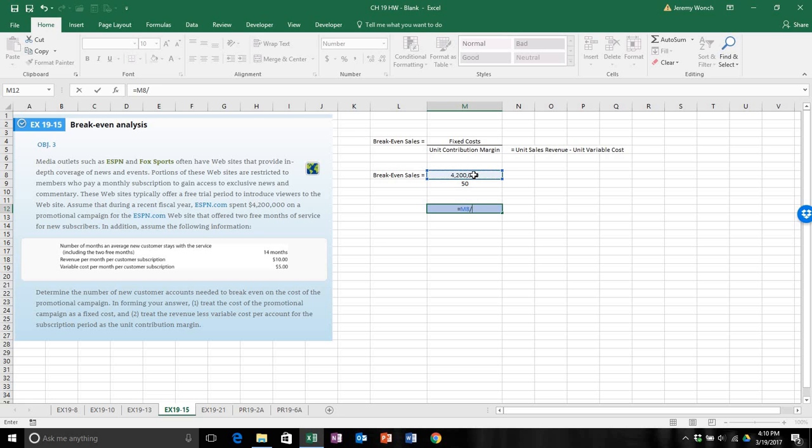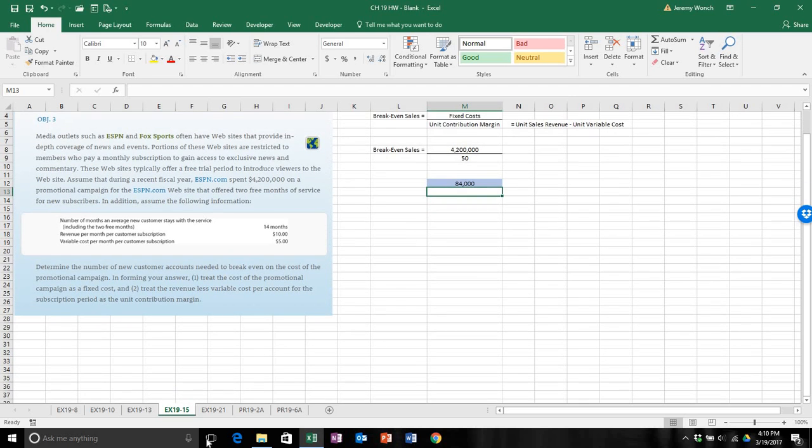So that means if we divide that 4.2 million by our 50, we get 84,000. So in order for it to be worth it for ESPN to go ahead and promote this to the tune of $4.2 million, they're going to have to expect to get at least 84,000 customers out of it to make it worthwhile. So that's kind of a fun one.